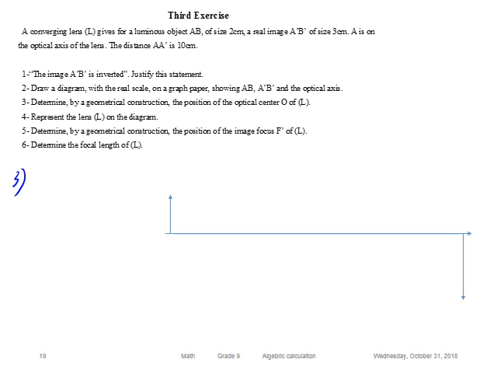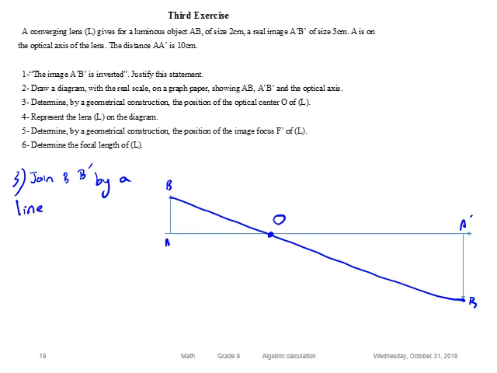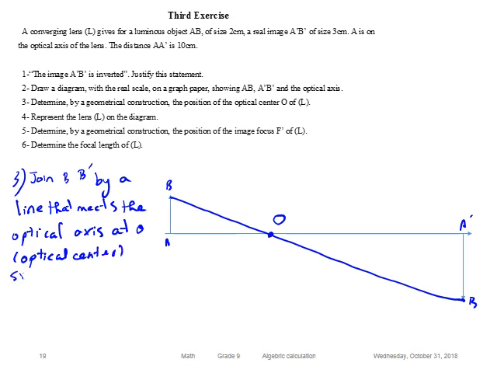Determine by geometrical construction the position of the optical center of L. Object AB, image A'B'. To determine the position of the optical center O, join B, B'. The intersection with the optical axis is the optical center. So join B, B' by a line that meets the axis at O, which is the optical center, since B, O, B' are collinear.